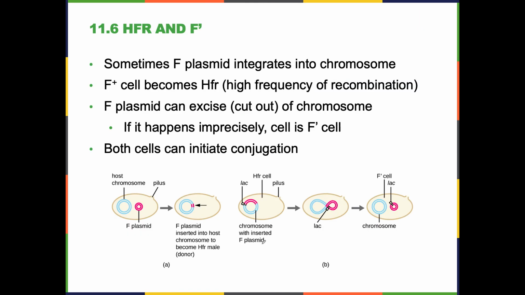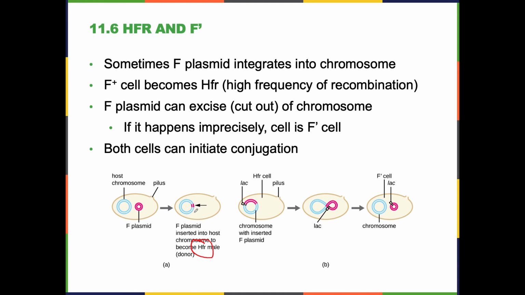But sometimes this F plasmid can integrate into the chromosome. This happens. And when that happens, we call this Hfr, high frequency of recombination. This Hfr cell is still F plus, because the genes for conjugation, remember, are on the plasmid right there.